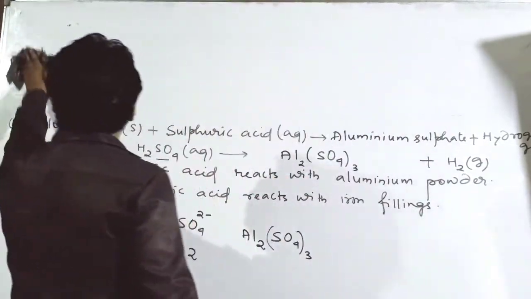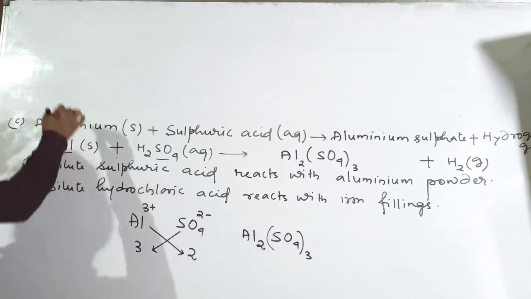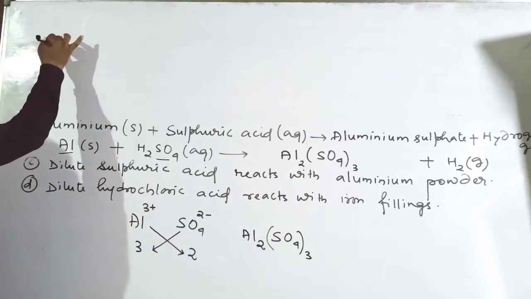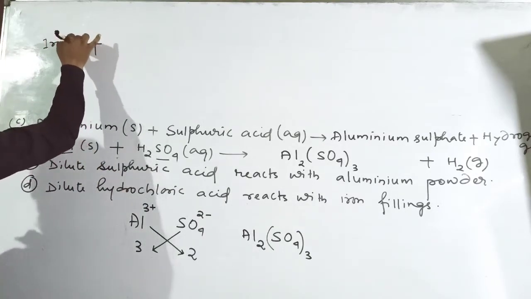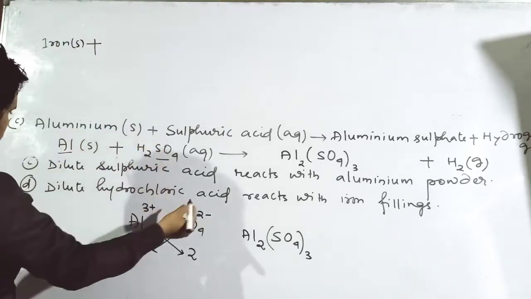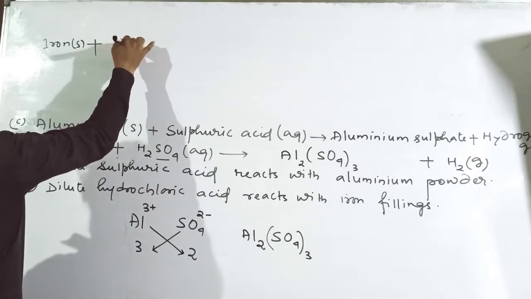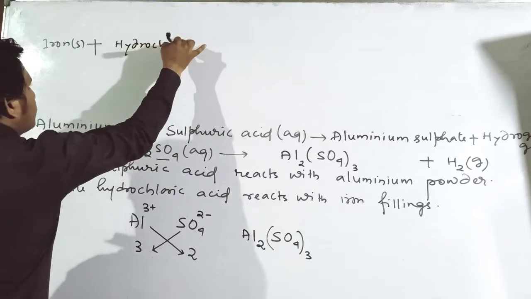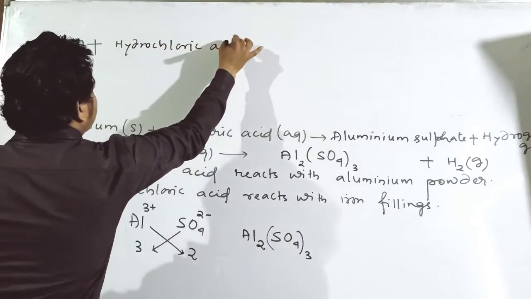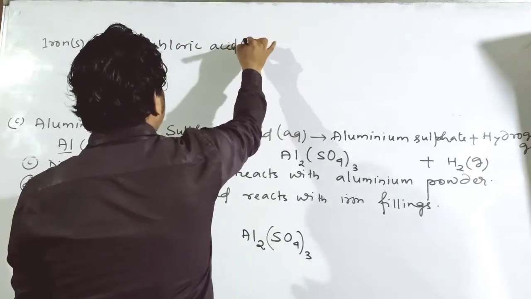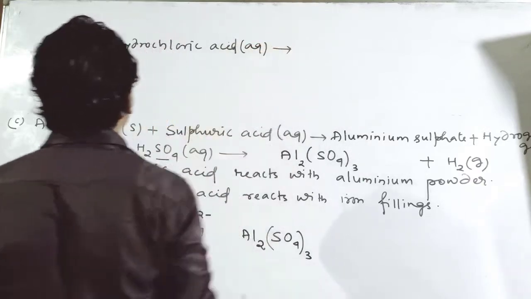Salt and hydrogen gas. Okay. So iron filings, iron Fe, react with which? Dilute hydrochloric acid. Dilute means we have to take aqueous. What will be the formation?